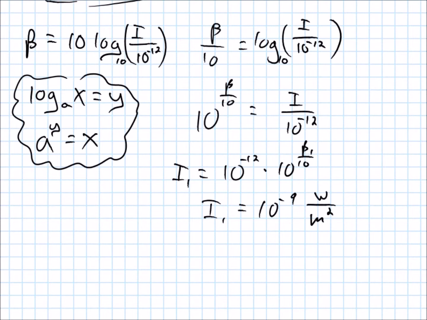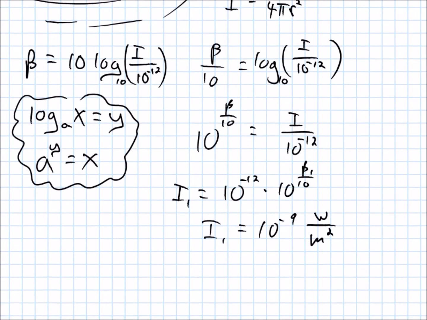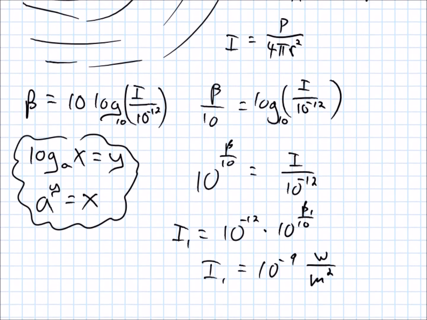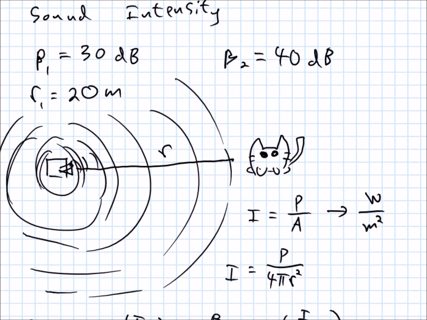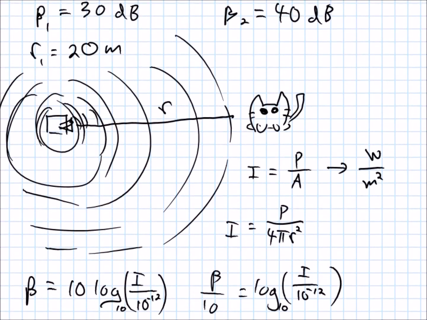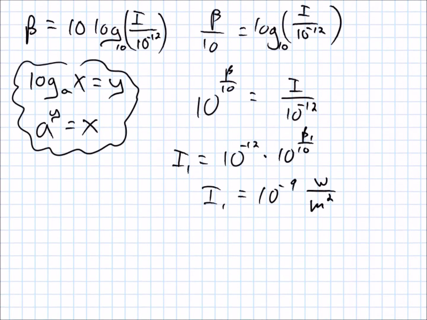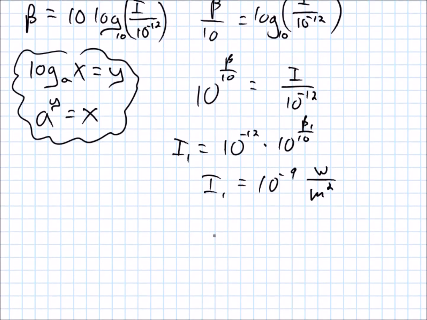So that is what my intensity was at first, and I want to get it down to an intensity level of 40. So if this is my beta 2 up here, which was 40, let's figure out what I2 is. It's going to be a similar sort of thing. I2 will be 10 to the minus 12 times 10 to the 4 now. So it's 10 to the minus 8.